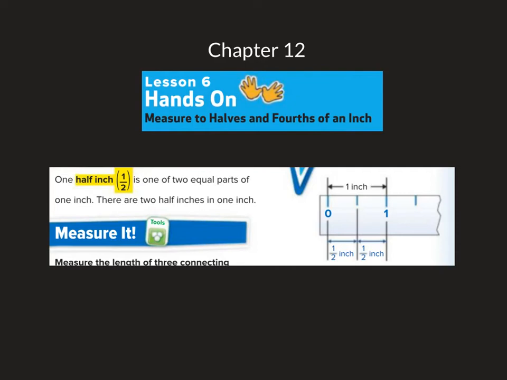Hello, welcome to Chapter 12, Lesson 6. Today we're going to be talking about measurement. Okay, measuring to the nearest 1/2 inch and measuring to the nearest 1/4 inch.